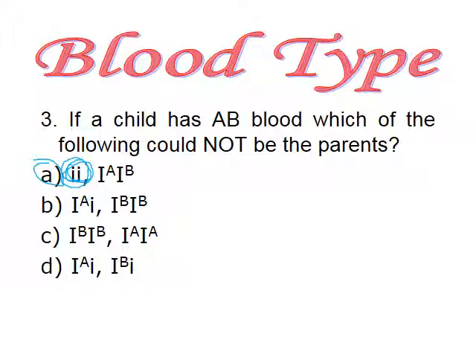Because you have this parent here with type O blood, they cannot have a type AB child, even though the other parent's type AB. Because you need to get the A from one parent and the B from another.